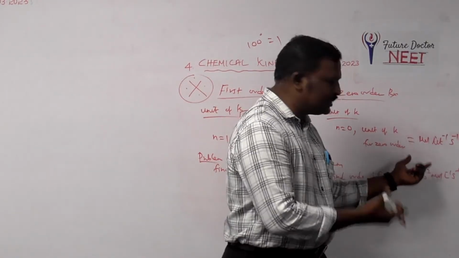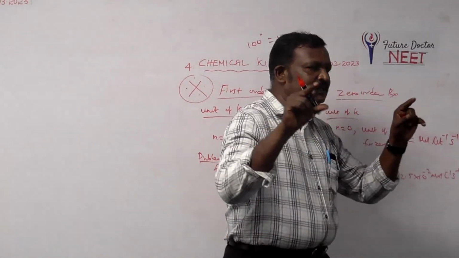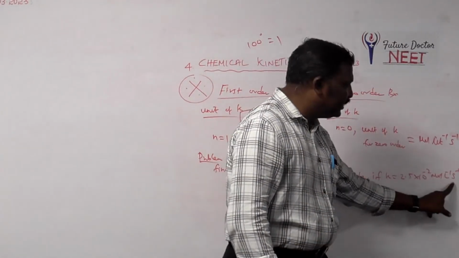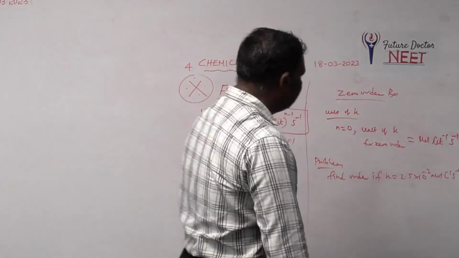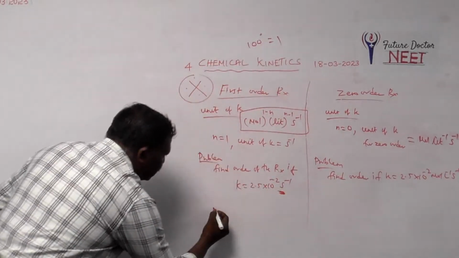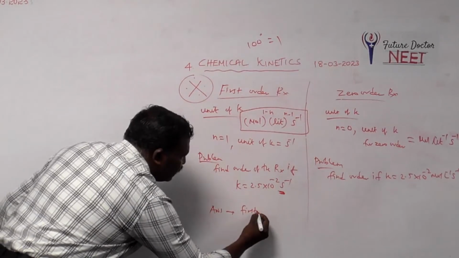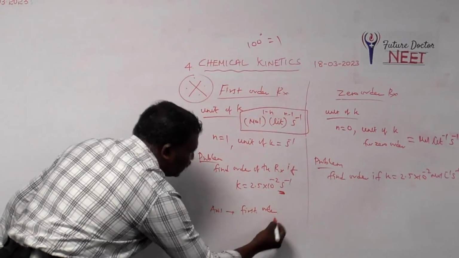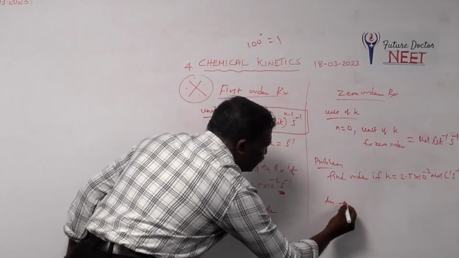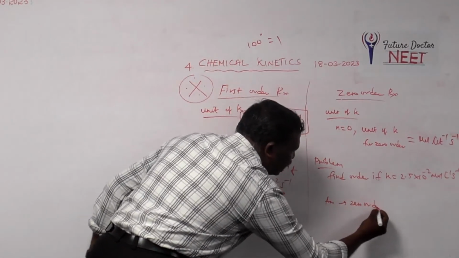Understood? So just now we know adding the powers, we can find the order, and from the unit we can find it. Okay, so just write the answer. What order reaction is it? It's first order, you write first order. Here what's the answer? It's zero order. Are you following? Okay, right.